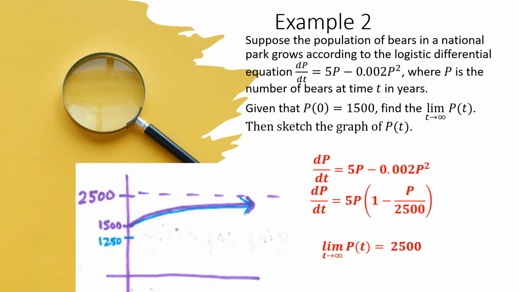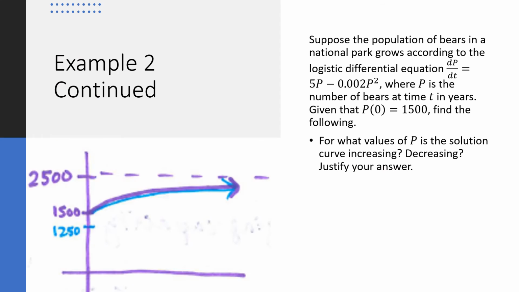This time our graph looks a little different because we're starting over our inflection point, or over half of our carrying capacity. We're just going to curve straight upwards to that carrying capacity and level off. Given that same situation, when is it increasing, when is it decreasing? Well, it's increasing from our initial all the way up to our carrying capacity, so it'd be increasing from 1500 to 2500. And again, if by chance it goes over the 2500, it will decrease back down to that carrying capacity.